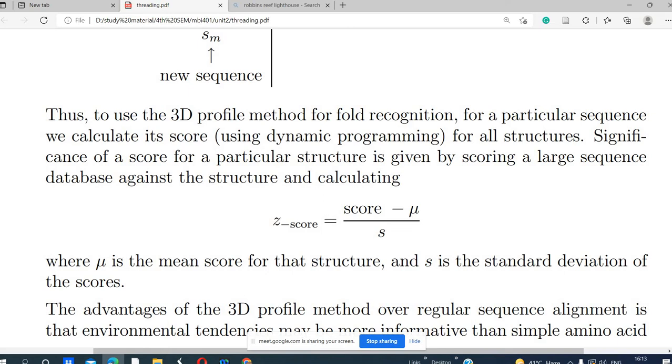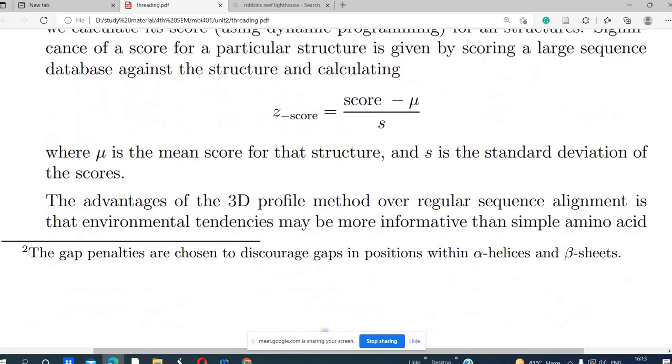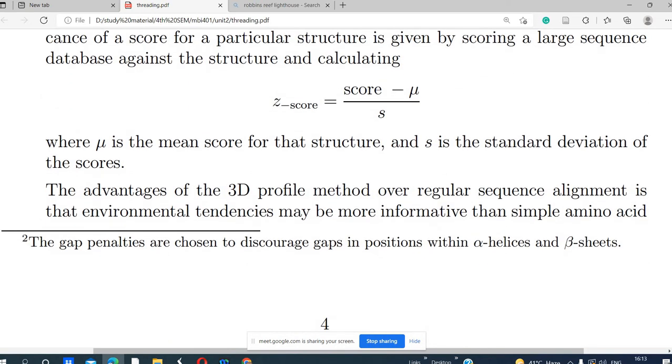The Z score is the score minus mu, where mu is the mean score for that structure, divided by S, the standard deviation of the score. So this is how the Z score is obtained. Threading models are analyzed on the basis of the Z score.